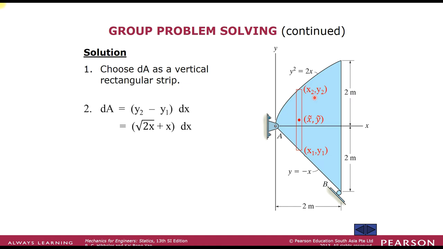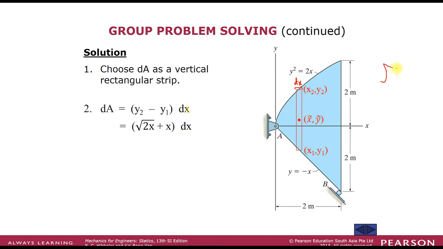So for y2 minus y1: this is y1, where y is equal to minus x, and this is y2, where y is equal to square root of 2x. So we put square root of 2x minus minus x, then we get square root of 2x plus x, times the differential dx. That gives us the area of the element here, dA.